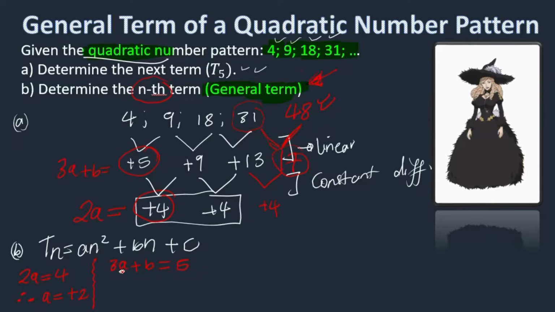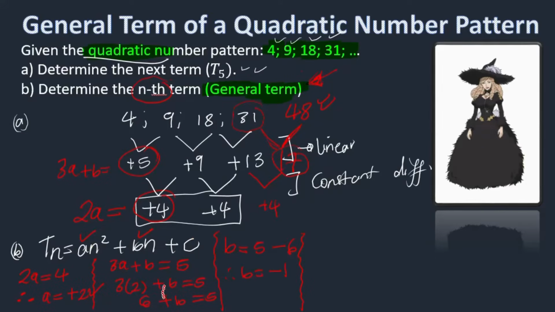But I already have my A. So I'll substitute the A. 3 into 2 plus B is equal to 5. Which means these things together, that's 6 plus B is equal to 5. Right? Then I continue solving for B here. I'll send 6 to the other side. So I have B is equal to 5 minus 6. Therefore, B is equal to negative 1. Right? So I have my B, I have my A.